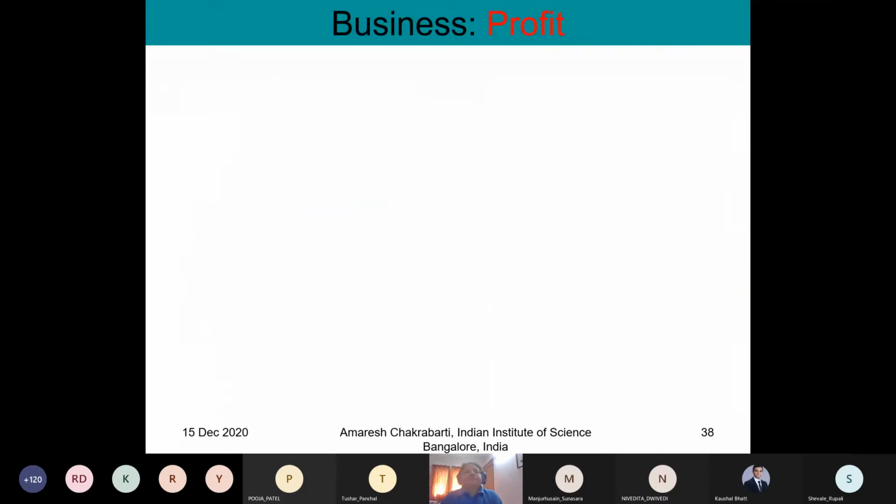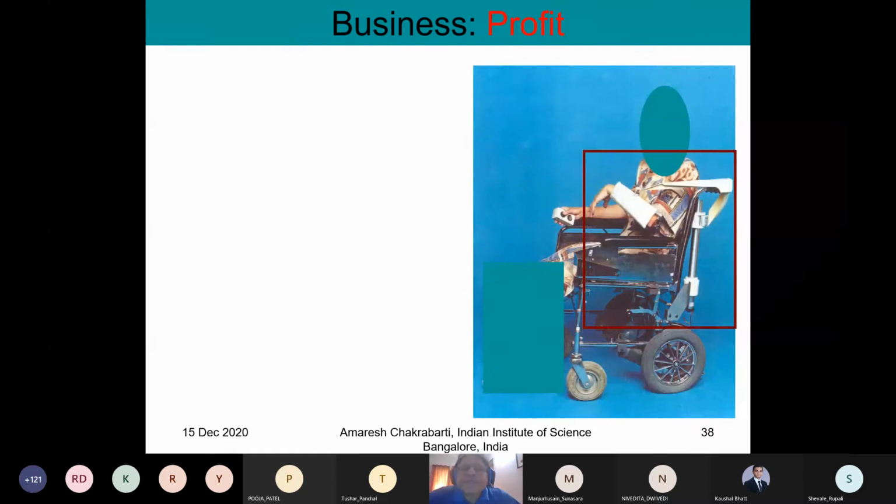Second part is profit. Okay, so business, similarly, there are examples of both process and product knowledge or domain knowledge in it. So here's another example. You see the person who is sitting there. This kind of people have a disorder called muscular dystrophy.